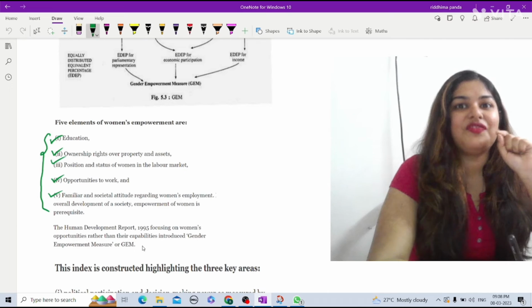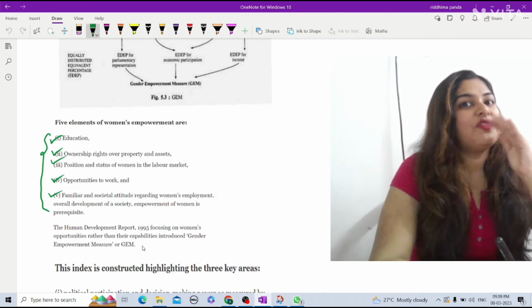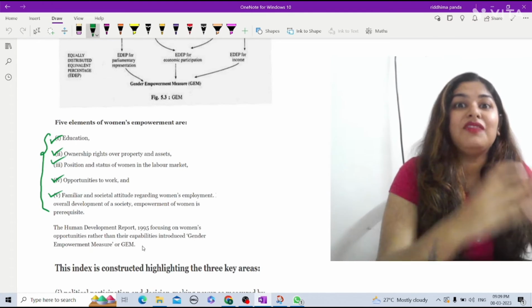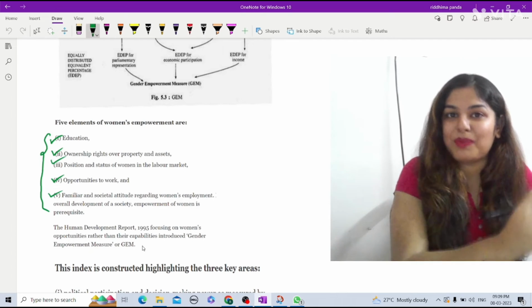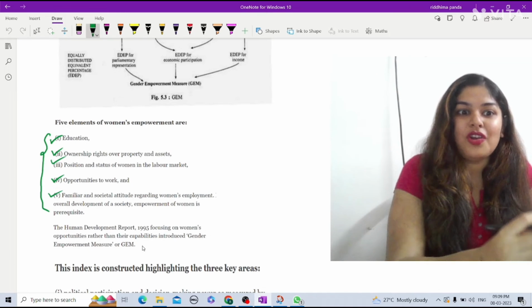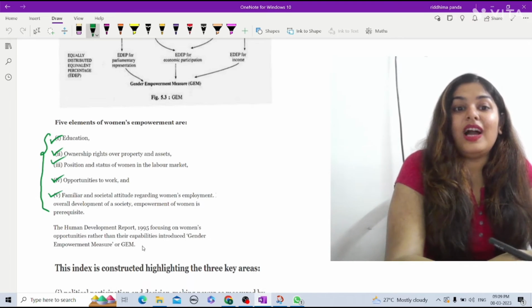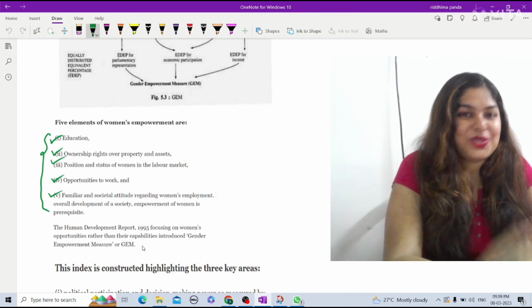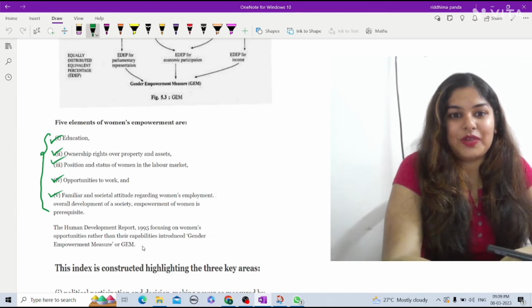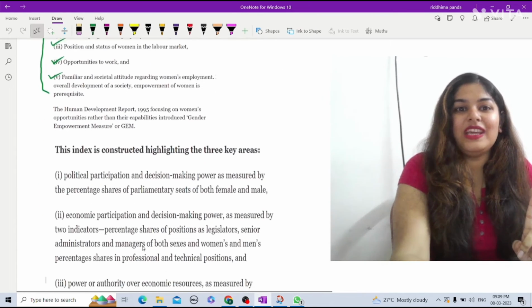One of the basic differences here is that GDI basically takes care of the capabilities, whether in terms of male and female those capabilities are maintained or not, and if there is any inequality in capability between genders, right? But it will not reflect the women's opportunity, or how they are overcoming the inequality. So for that, the empowerment measure, the Gender Empowerment Measure, was introduced, right? Now this index basically has three key areas. Okay, GEM has three key areas.